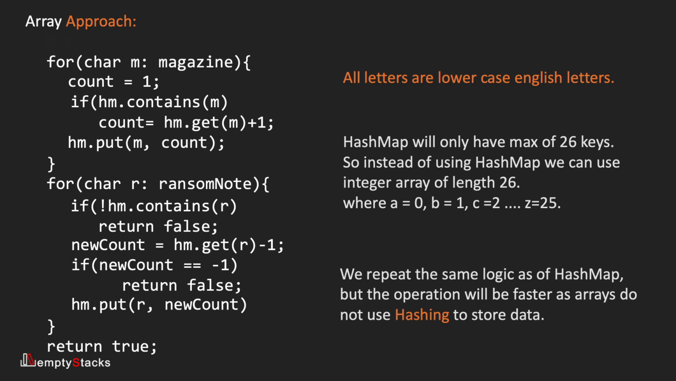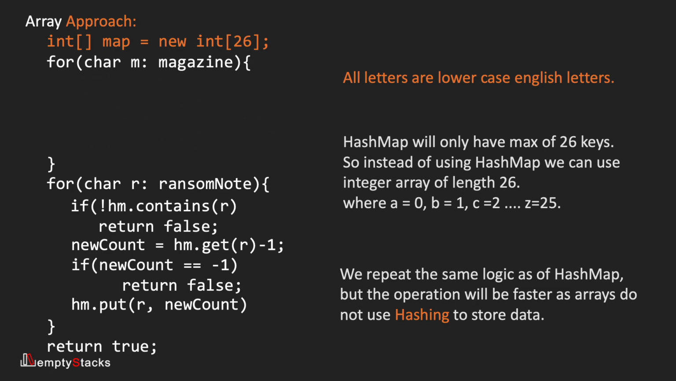So instead of a hash map, we start by declaring an integer array of size 26, same as before. Next we iterate over the magazine array. Here, instead of all the hash map logic, we start by finding the index of the current letter by subtracting 'a'. This would simply map A to 0, B to 1 and so on, and now in our map array, we increase the value of the element at this index by 1.